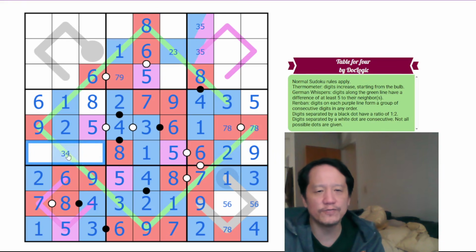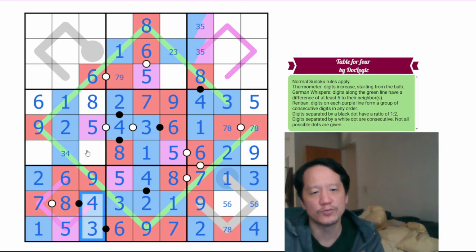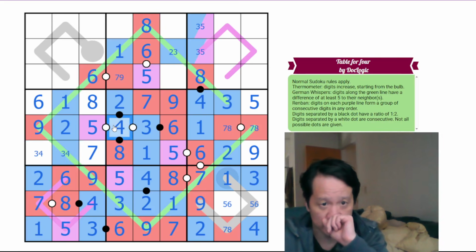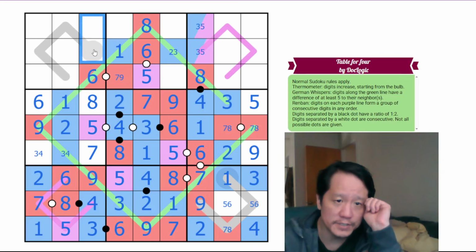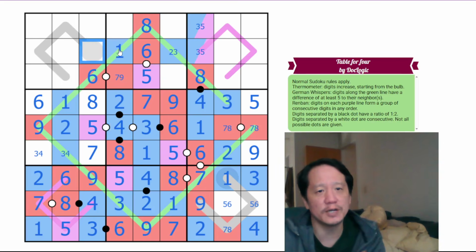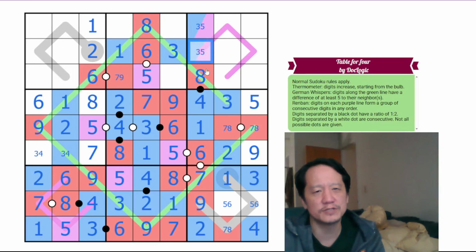We have 3, 4, 7 remaining in row 6. This can't be 3 or 4 because of 3 or 4 in the column, so that's 7. And this must be 3 or 4 here. Remaining digits in column 3 are 1 and 2. This can't be 1 because of 1 in the row, so this is 2, which makes this 1. 2 eliminates 2 here, so that's 3. 3 eliminates 3 here, so it's 5 and 3.